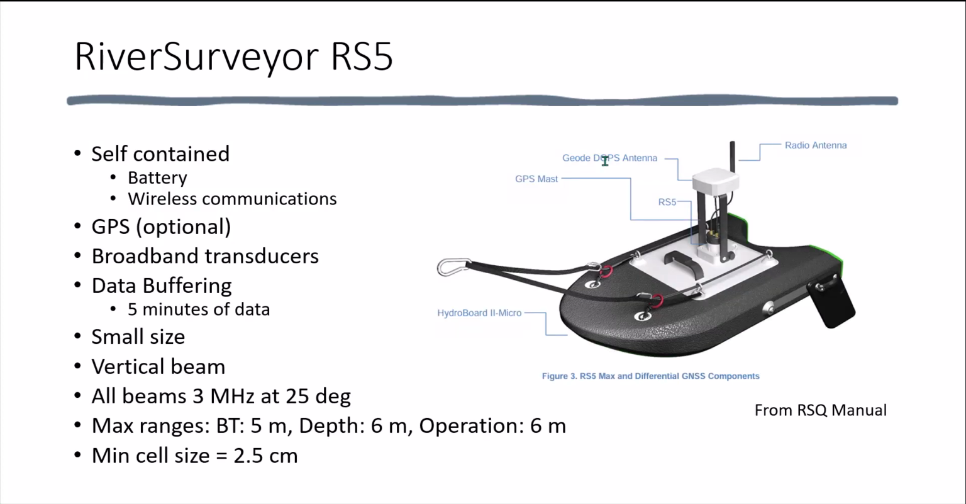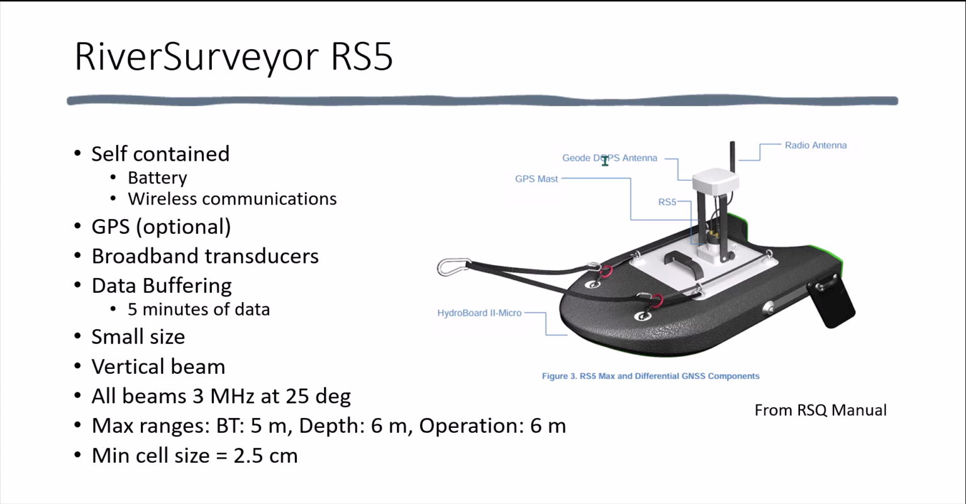The RiverSurveyor RS5 is the newest ADCP in the RiverSurveyor line. The RS5 is self-contained, having the battery and wireless communications built into the ADCP. SonTek offers 2 GPS options. The RS5 is a broadband ADCP. To avoid loss of data due to communication glitches, data buffering is built in to span data losses up to 5 minutes. The RS5 is small, but still contains a vertical beam.